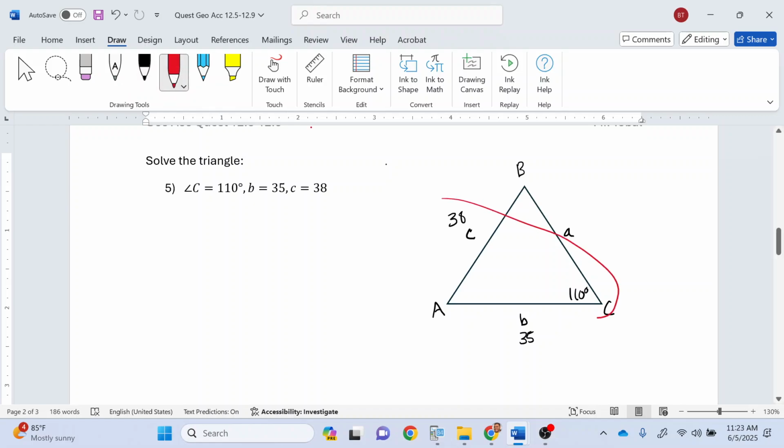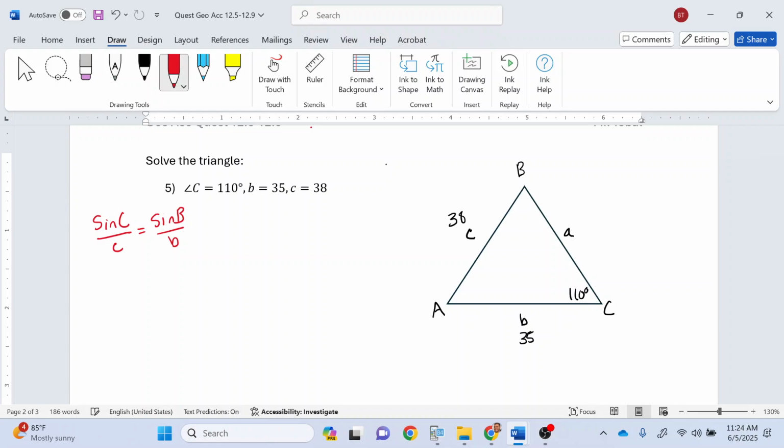Because I have a matching angle and side pair, I could use law of sines. And I think it's easier to use law of sines. I'm going to first find the angle for B. So it's going to be sine of capital C over little c equals sine of capital B over little b.